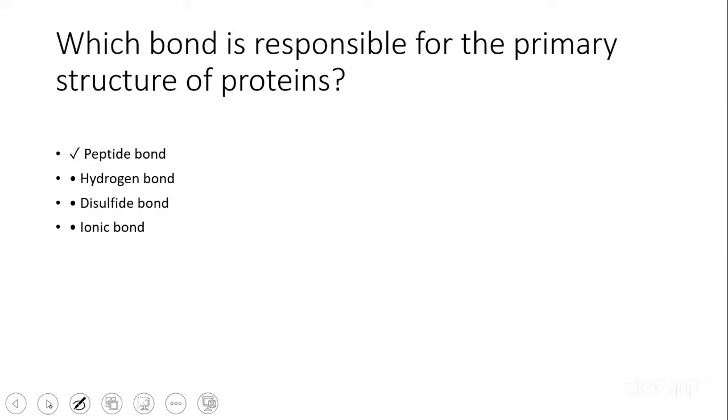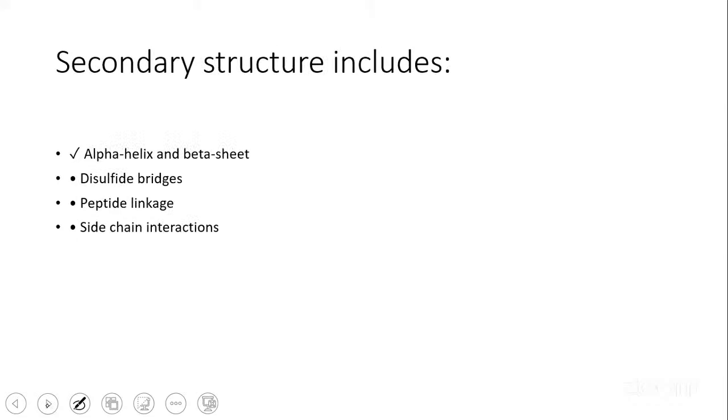So which bond is responsible for the primary structure of proteins? Of course, it's peptide bond. That's what forms the structure before we talk about any other type of bonding in proteins. Secondary structures of proteins.